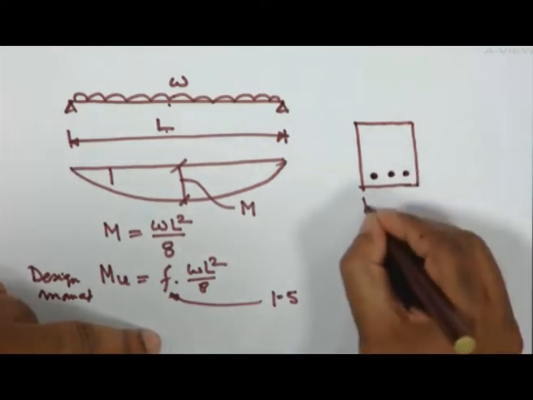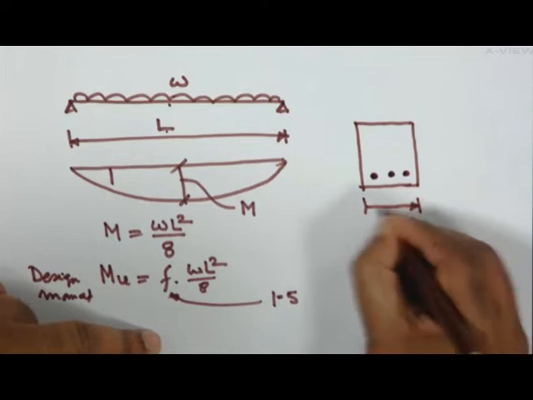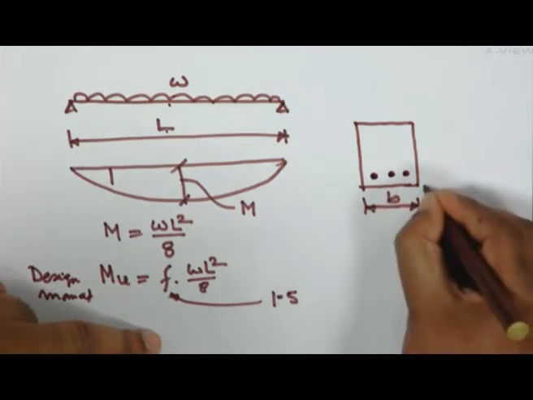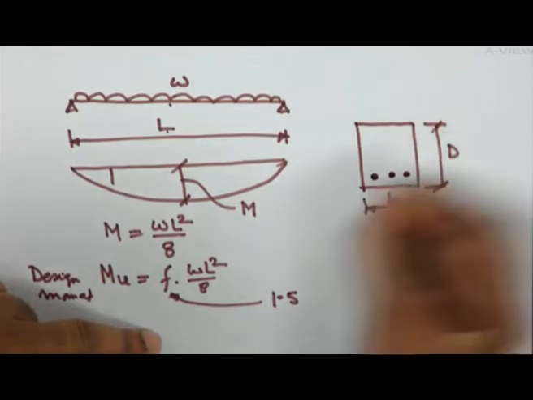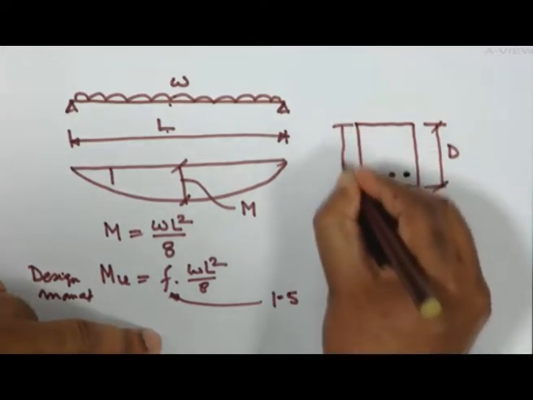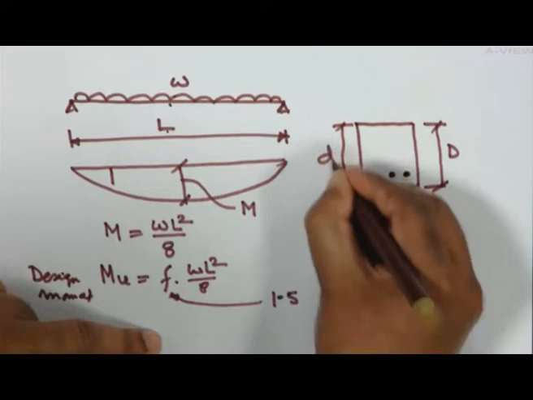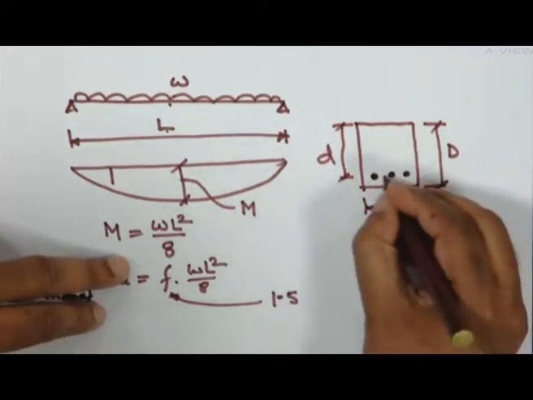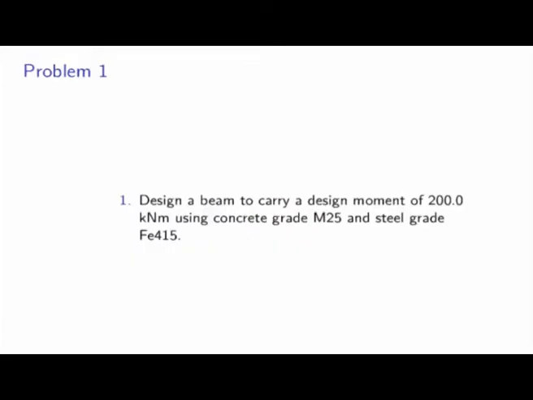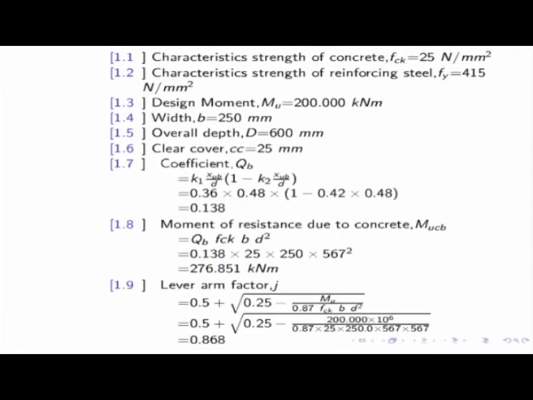So this is your B, this is capital D, and this one we have, say, small d. So we are interested here to find out what is the area of steel and how many bars shall we provide. So let us go step by step.